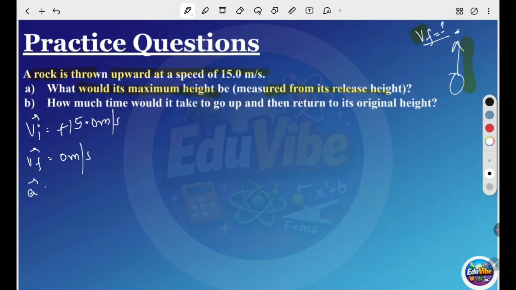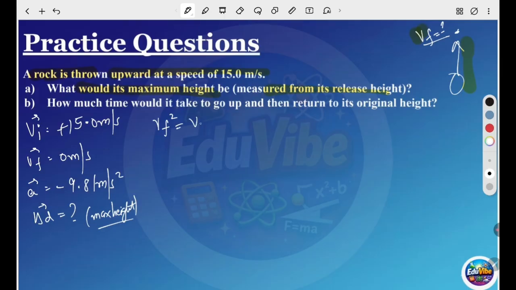And the acceleration goes downwards when it goes up, so it's negative now. This is minus 9.81 meters per second squared. And we have to find delta D, which is also the maximum height. So how can we calculate this? We use the same formula which we used in the previous question.